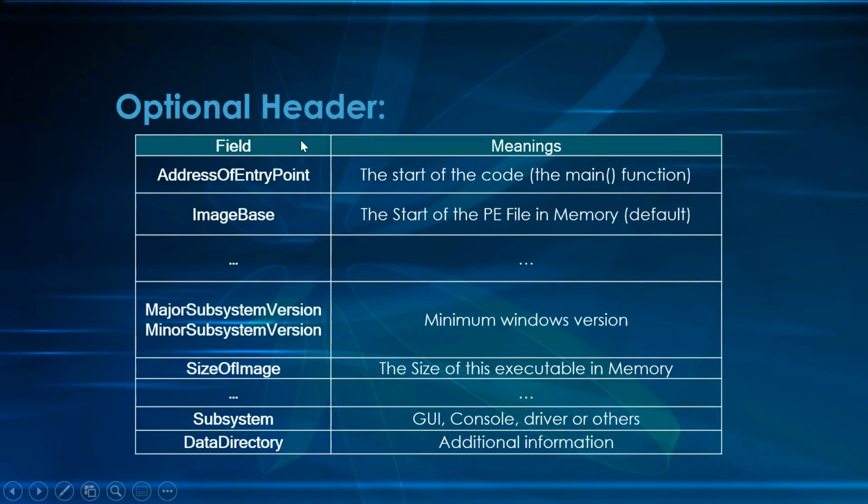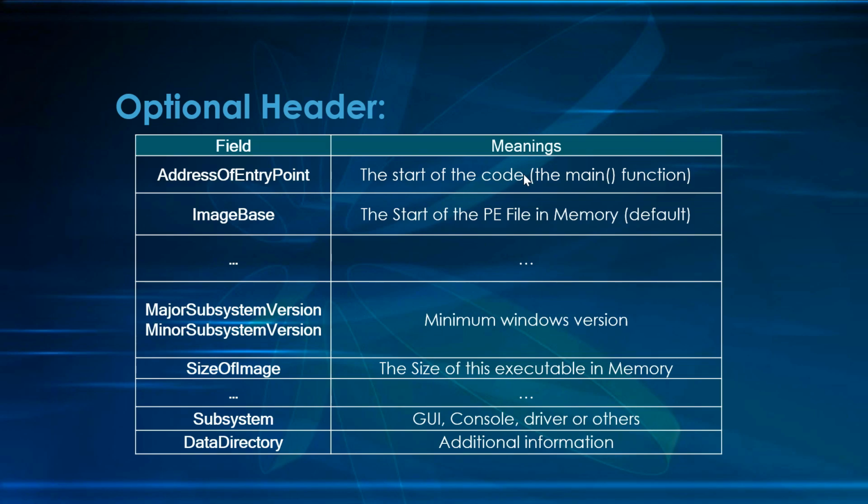And the optional header has more important information for us. The first one is the address of entry point. This is the start of the code, where the program starts to run. If you are familiar with C++ or any known language, it's called the main. This is the start of the main function. And the start of the code is not always the beginning of the code section. It could be, but it could also be somewhere in the middle of the code section.